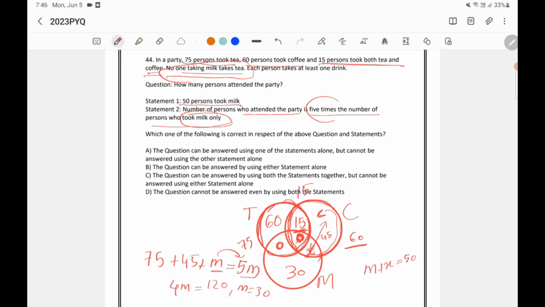Okay, now we know that total number of persons is 75 plus 45 plus M. We got M. So we can find out the total number of persons attended the party by using statement 2 alone. Okay, so option A is the right answer. The question can be answered using one of the statements alone, but cannot be answered by the other statement alone. So option A is the right answer.